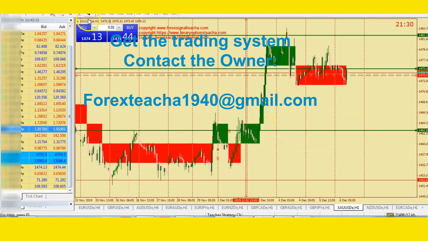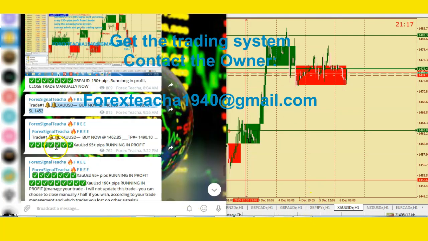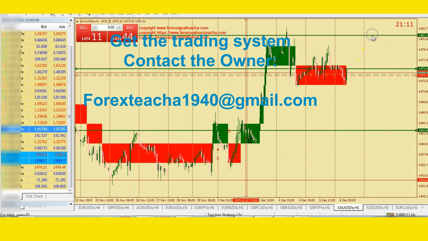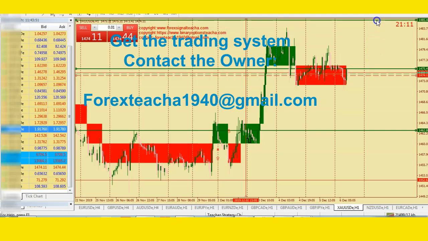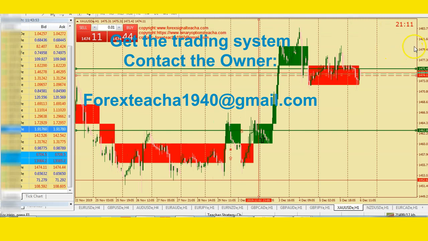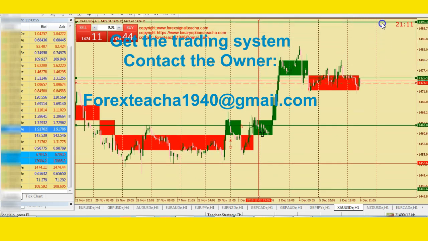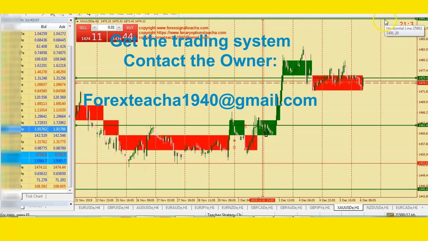You can see it went all the way from, I don't know, somewhere here. It went all the way. I think the take profit was here. Let me just check again. So our take profit for this one was 1490. 1490 should be somewhere above here.